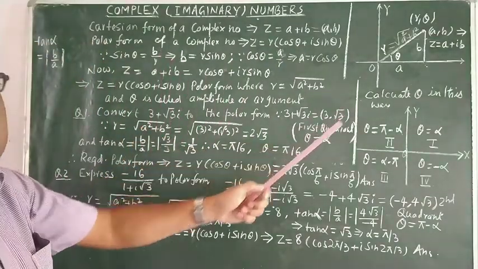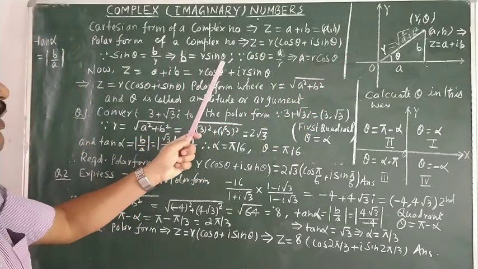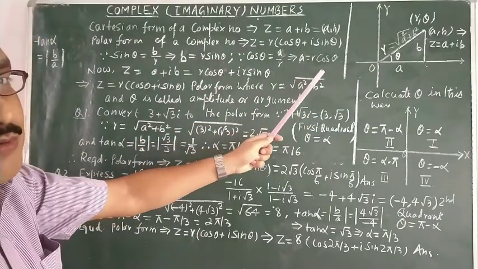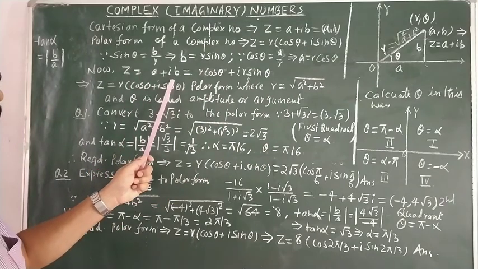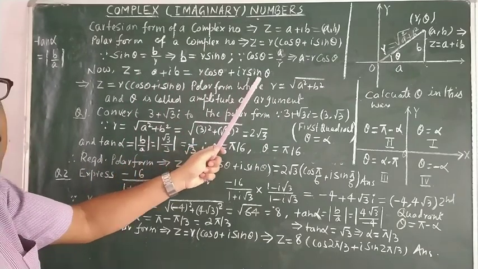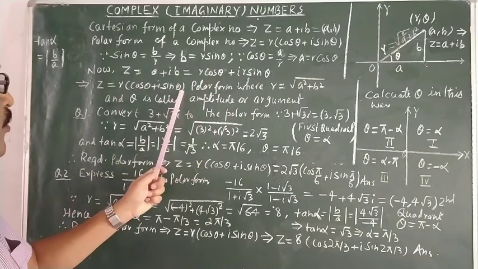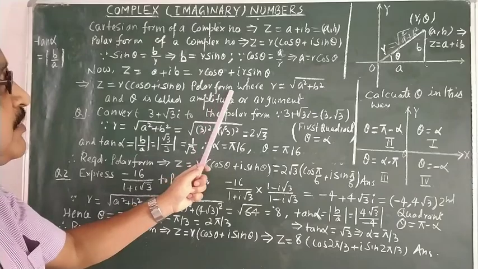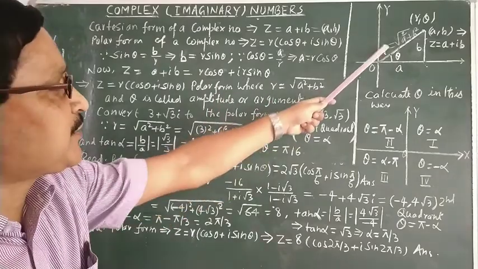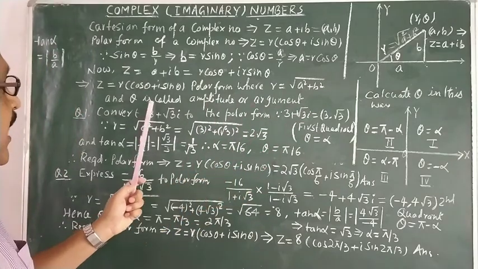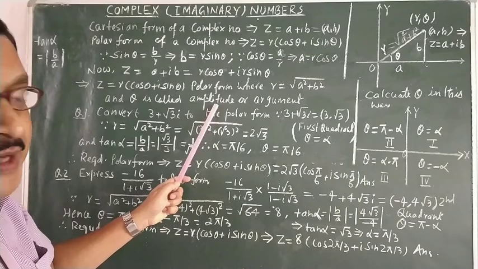Now take sin theta. Sin theta is equal to B by R, so B is equal to R sin theta. Similarly, A is equal to R cos theta. Now we know that Z is equal to A plus iB, so this is R cos theta plus iR sin theta. Take R common, then Z is equal to R (cos theta plus i sin theta). This is the polar form, where R is equal to root over A square plus B square, and theta is called the argument or amplitude of the complex number.